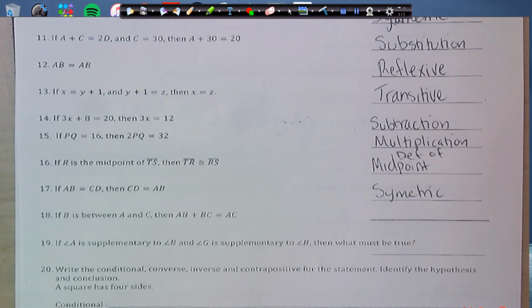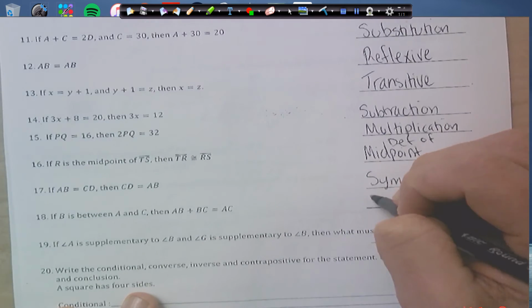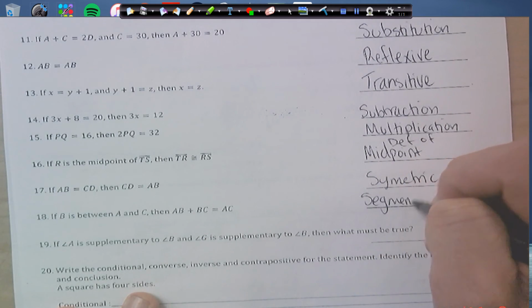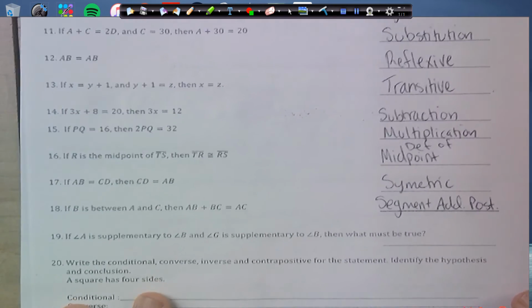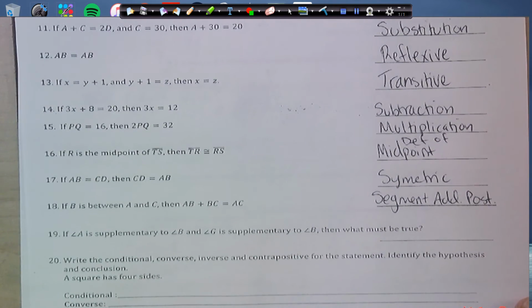If B is between A and C, then AB plus BC equals AC. That's going to be segment addition postulate. Okay. And 19, if A is supplementary to B and C is supplementary to B, what must be true?